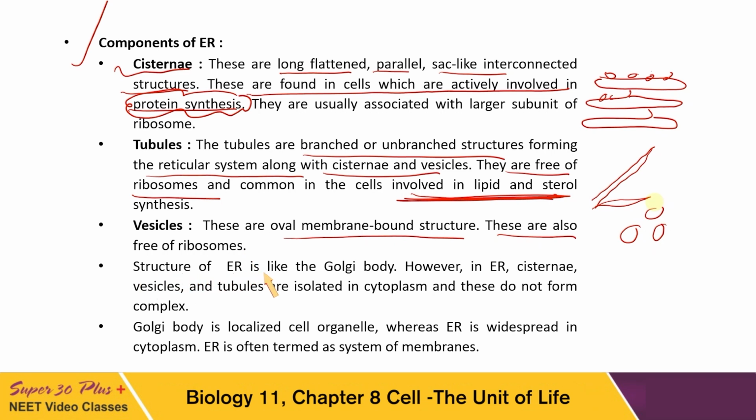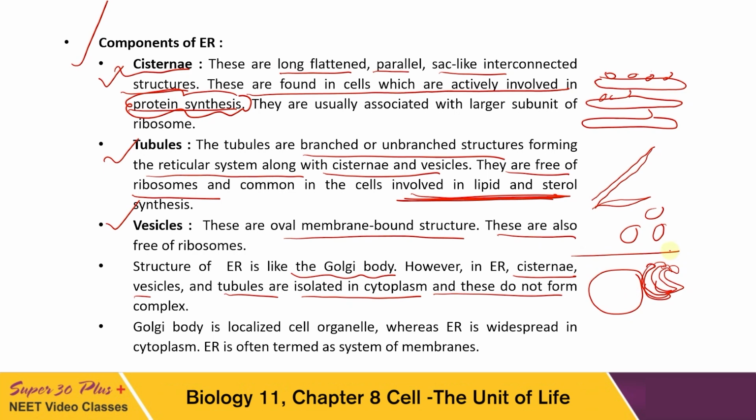The structure of endoplasmic reticulum is similar to that of Golgi bodies. However, in the endoplasmic reticulum, cisternae, vesicles and tubules are isolated in the cytoplasm. They do not form a complex. The same cisternae, tubules and vesicles are found in Golgi bodies, but there they make a compact structure near the nucleus, while in the endoplasmic reticulum they are found scattered throughout the cytoplasm in isolated form. Golgi bodies, as I told you, are localized, while the endoplasmic reticulum is widespread in the cytoplasm.